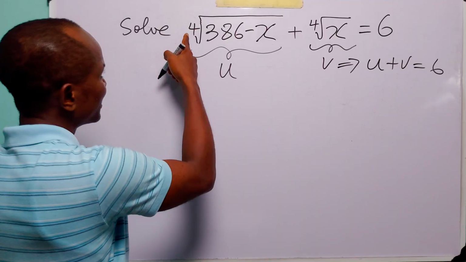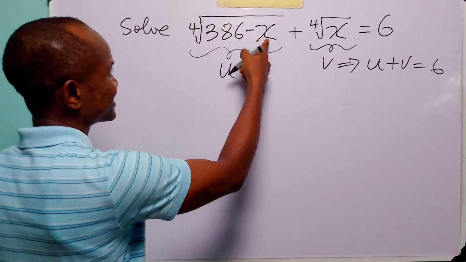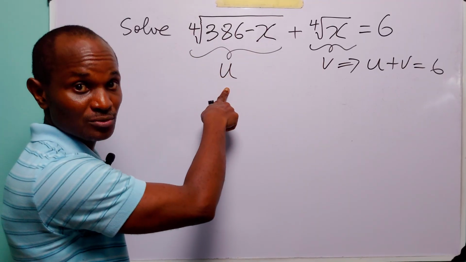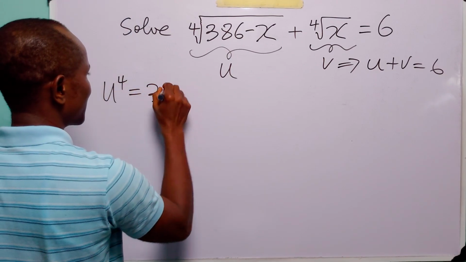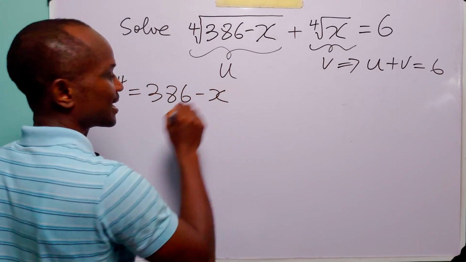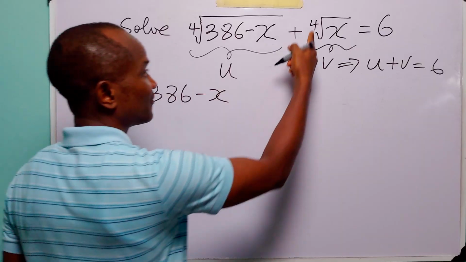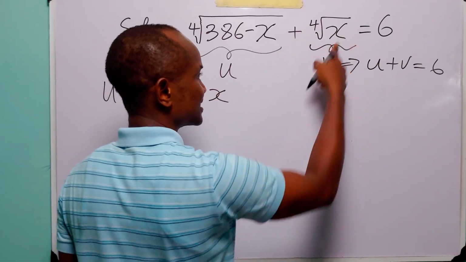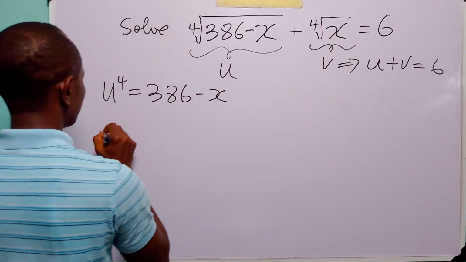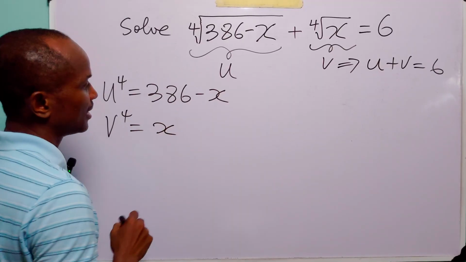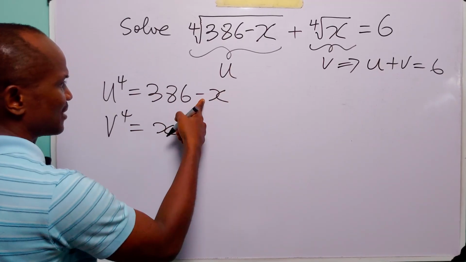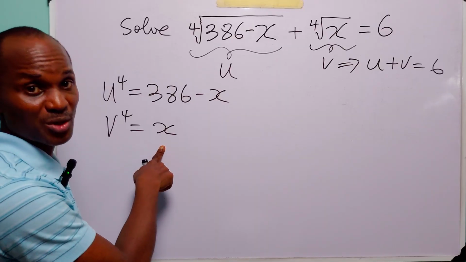And of course, if the fourth root of 386 minus x is equal to u, then that means that u to the power 4 is 386 minus x. And likewise, if the fourth root of x is equal to v, then v to the power 4 is equal to x. Now look at these two equations. Here we have minus x and here we have plus x.